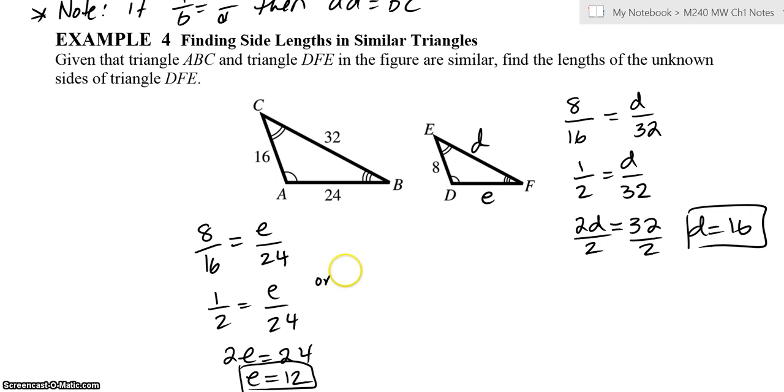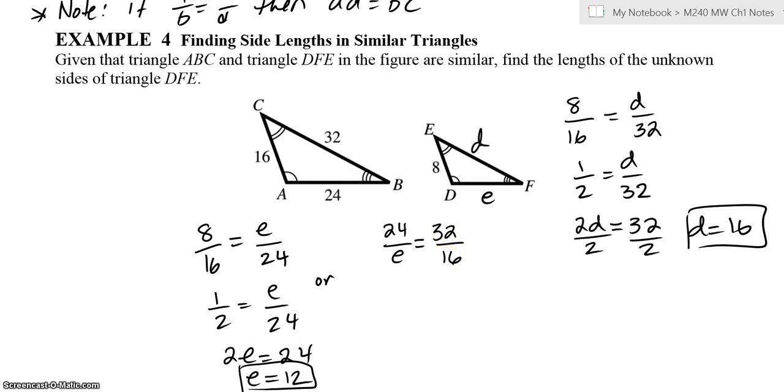Now you could do any ratio. I could have done large over small, right? So I could have said 24 over e. And then if that was the case, I would get 32. I'll use this one instead of the 8/16. 32 over d. Oh, d we found was 16, which is why I didn't use that one in the first place.